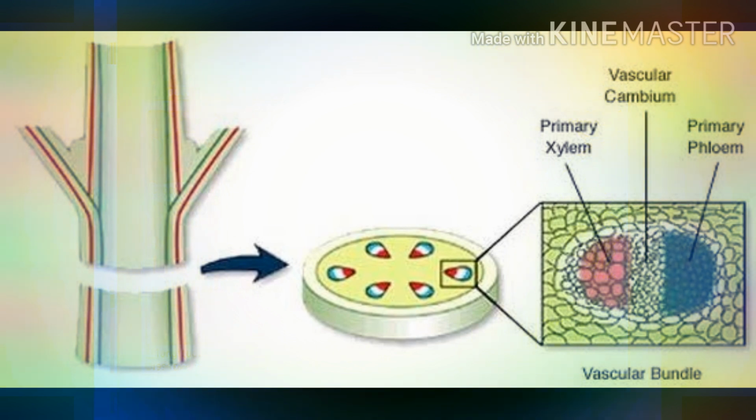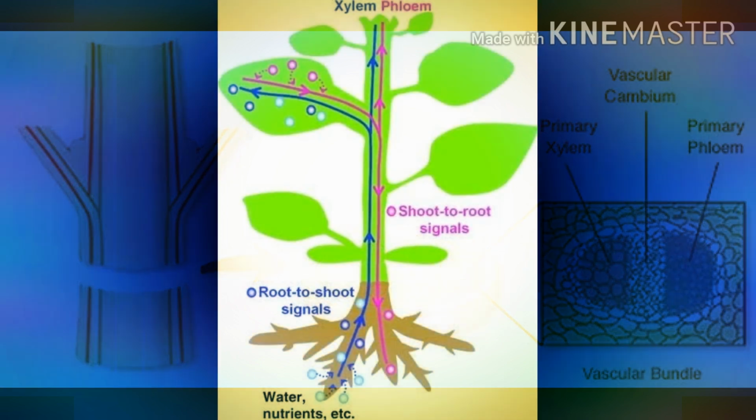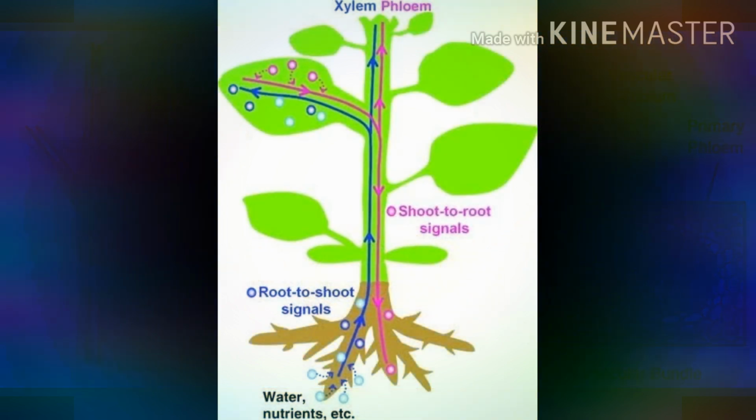Then the third type of tissue is called vascular tissues. As I already told, xylem and phloem are called vascular tissues. Xylem will conduct water throughout the plant from the soil with the help of the root hairs. Then phloem will conduct food which is prepared from the leaves to other parts of a plant for their survival. So these are all the three types of plant tissue systems.